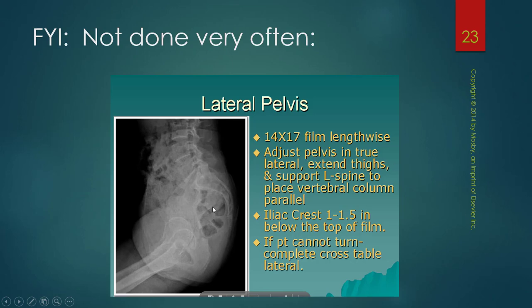We don't do a lateral pelvis, but your book does talk about it. Sometimes you'll see these done on kids, and they're looking to see if there's superimposition of those hips. So this one's basically done with the patient laying on their side, their legs curled up together, and then you're going to take a picture of that. But your book has it in there, so I'm giving you that as an FYI. But basically, inlet, outlet, AP, and a frog leg pelvis are the 4 views that we're going to do.